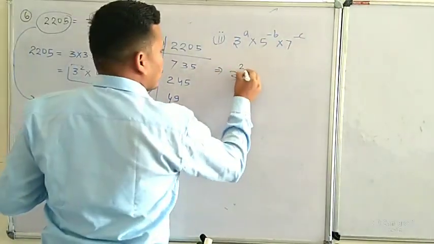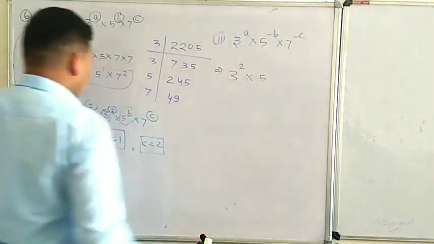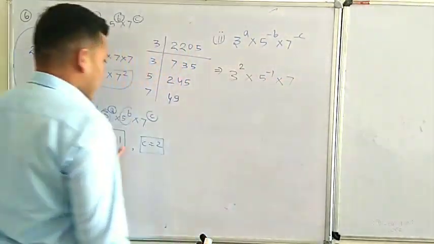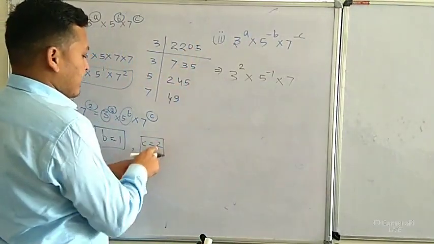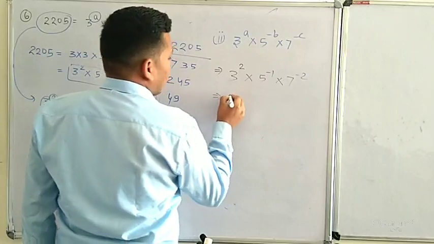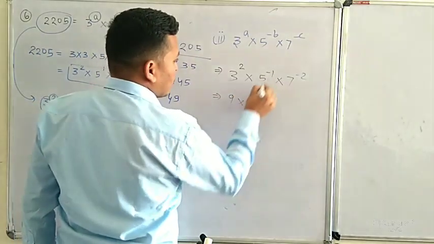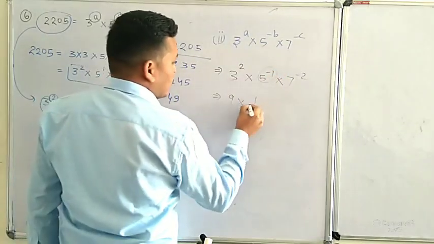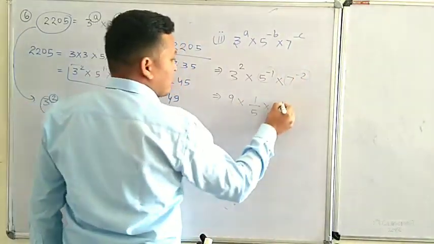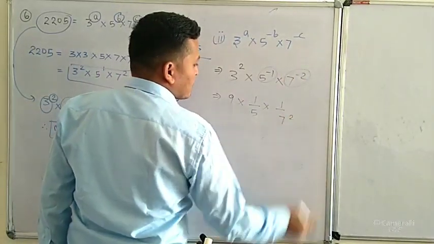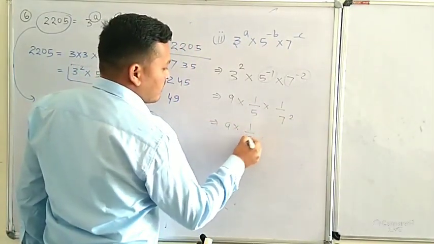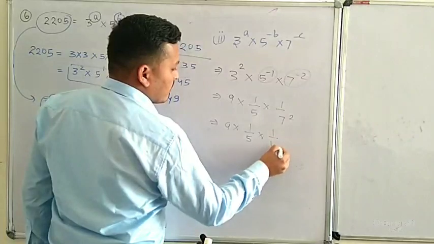A is 2 multiplied by 5. What is the value of b? B is minus 1 and 7 to the power minus, the sign is negative, and c is 2, so minus 2. On doing the simplification here, 3 to the power 2 is 9. Remove the negative power, so 1 upon 5, and similarly the negative power is coming here, so remove the negative power, so 1 upon 7 square. Okay, 9 into 1 upon 5 into 1 upon 49.